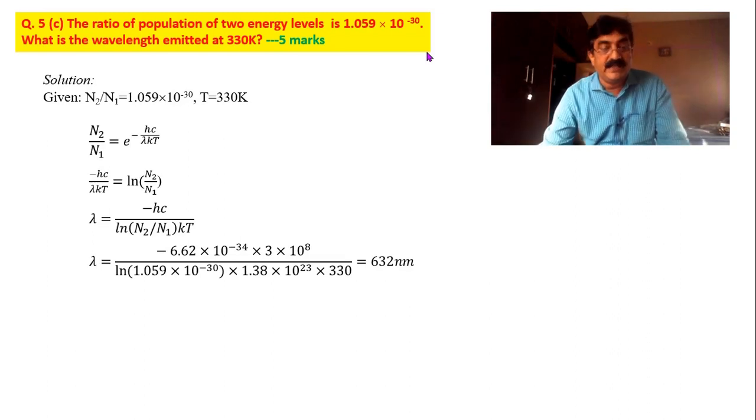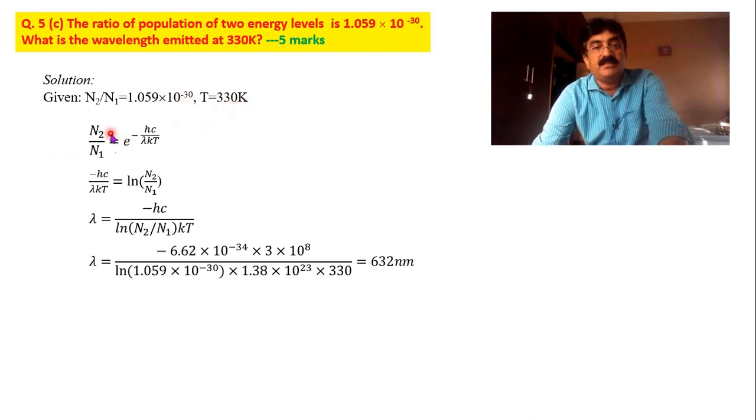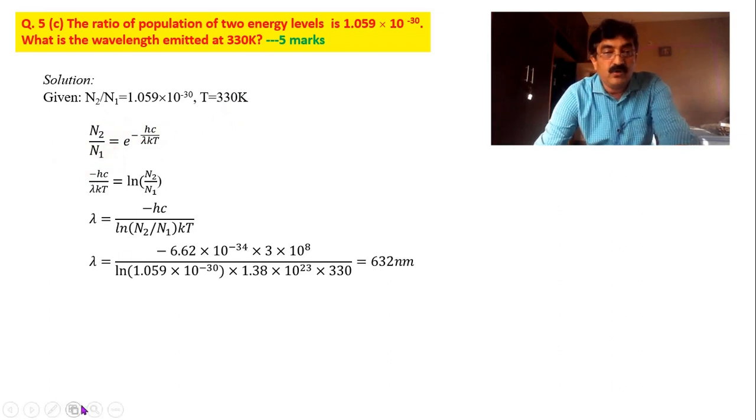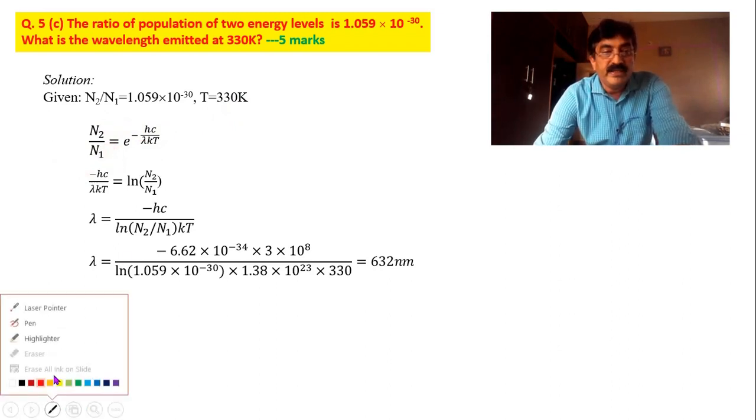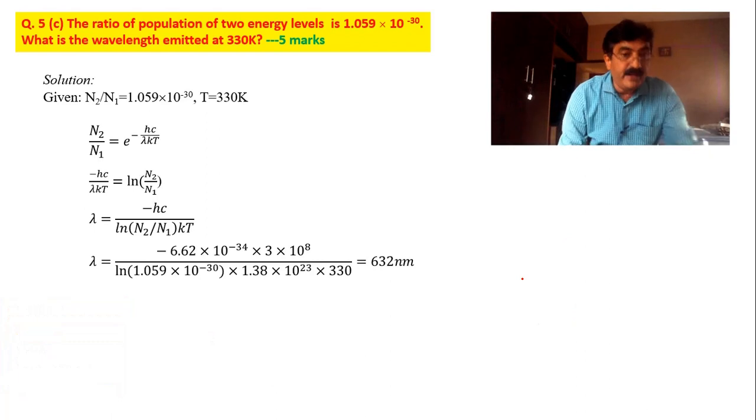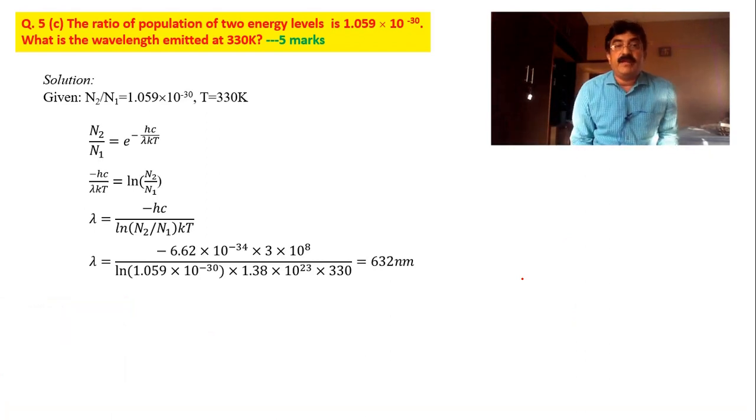Okay, the problem goes like this. Nodi nanu heldange, n2 by n1 is equal to 1.059 into 10 power minus 30. T is equal to 330 Kelvin. This is the Boltzmann formula. I said no, n1 by n2 is Boltzmann factor. n1 by n2 yen agutte, I just write n1 by n2.